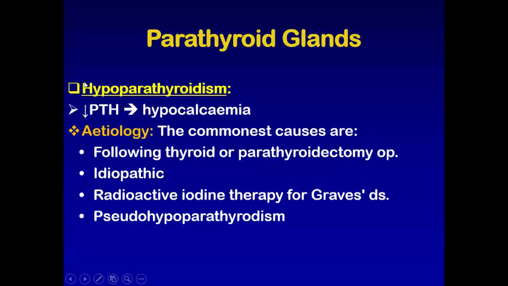Second disorder of the parathyroid gland is hypoparathyroidism. In hypoparathyroidism, there is a decrease in the level of parathormone, which results in hypocalcemia. The etiology, the commonest causes are the following: thyroid or parathyroid operation, idiopathic causes, after radioactive iodine therapy for Graves' disease, it causes destruction of the parathyroid gland, or a state called pseudo-hypoparathyroidism, in which there is reduced sensitivity to parathormone.